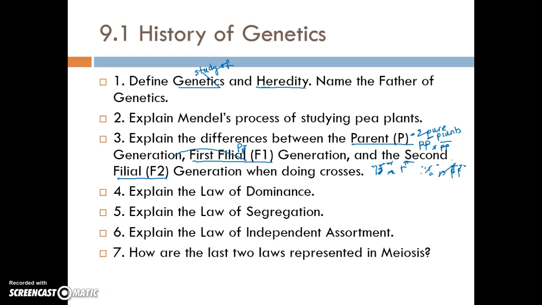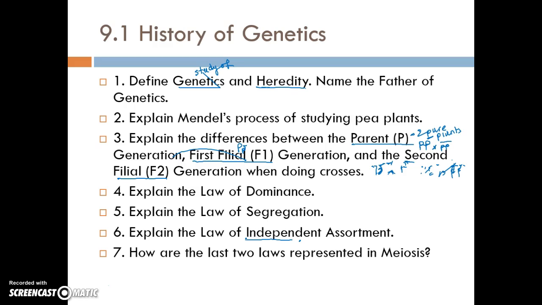The law of independent assortment is saying that the factors for the different characteristics are not linked. So they are separated independently, if we look at this word, independently of each other, and they're sorted in egg and sperm independently of each other. Basically, he's saying genes are not linked to each other. Now, there is an exception to that rule we'll talk about later.